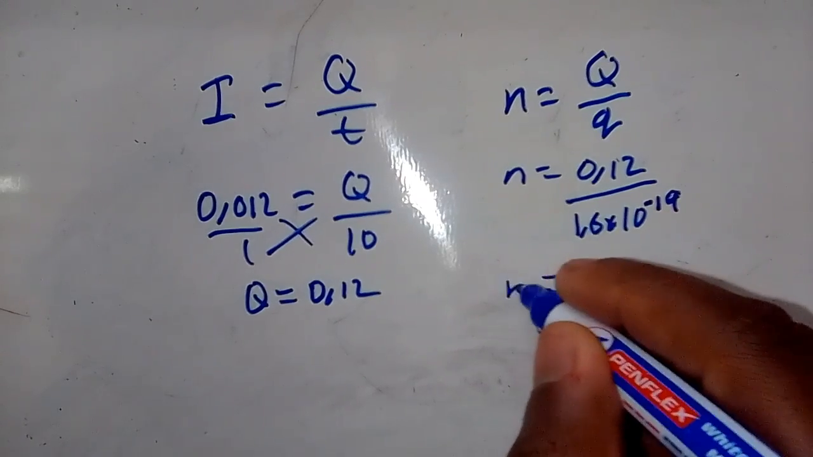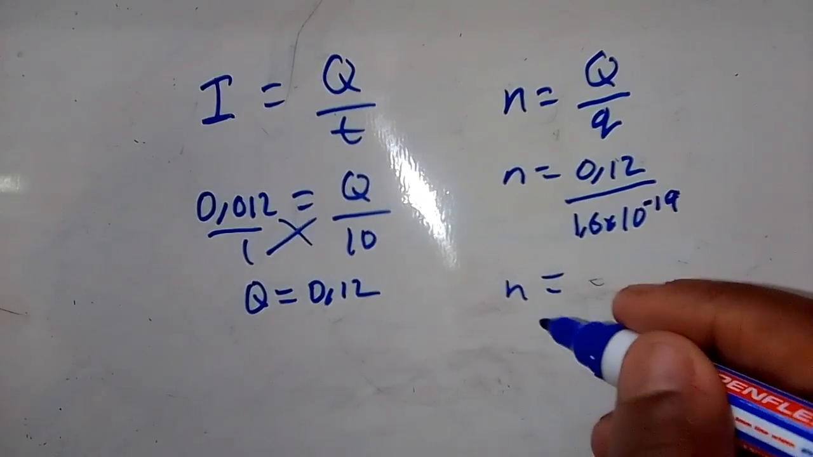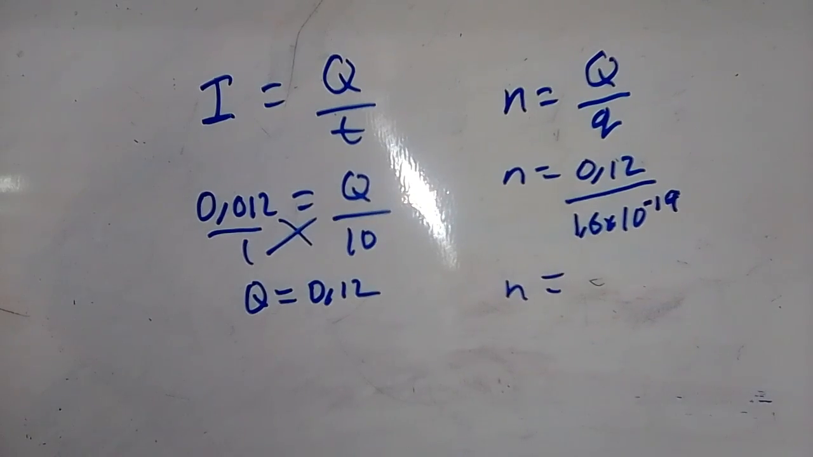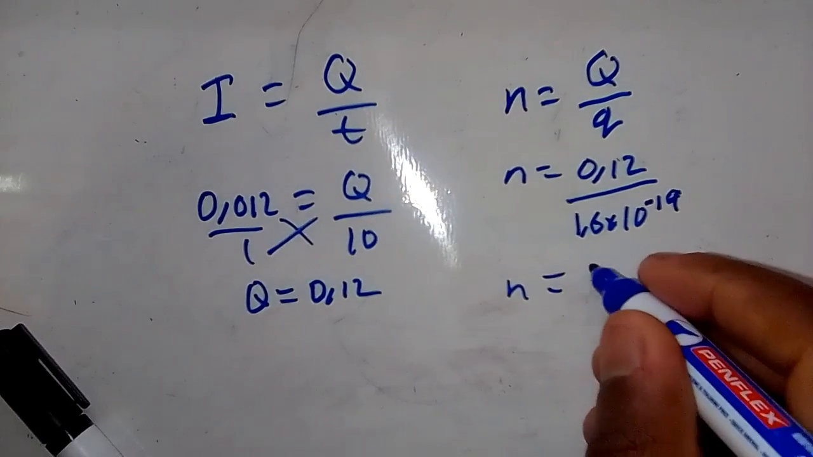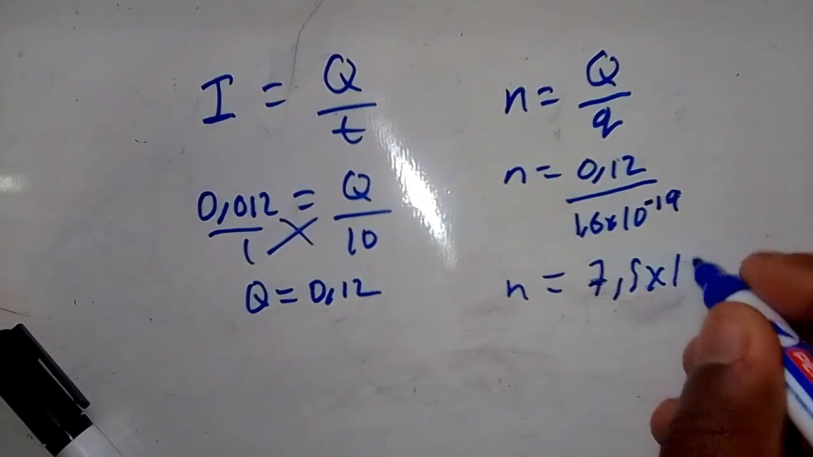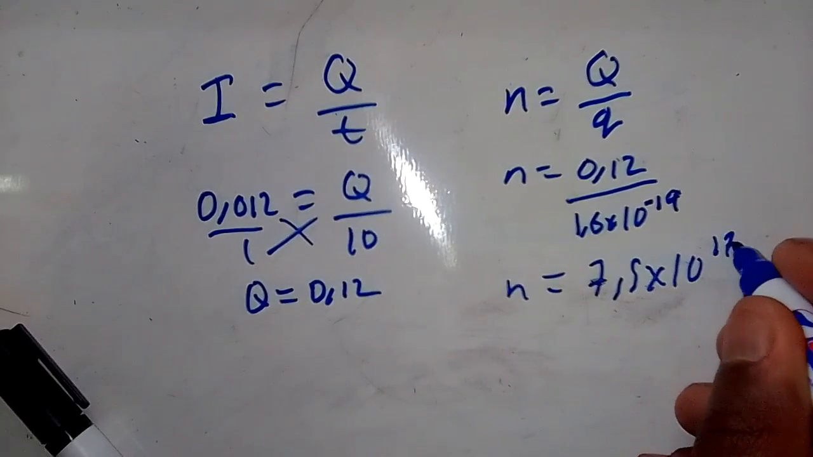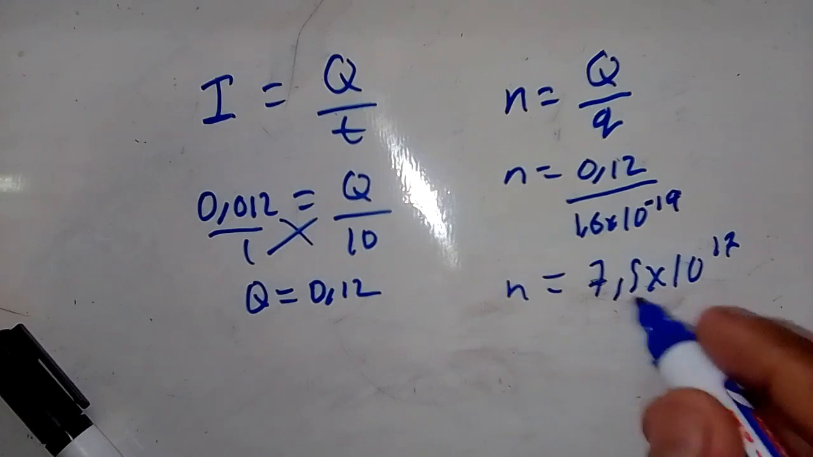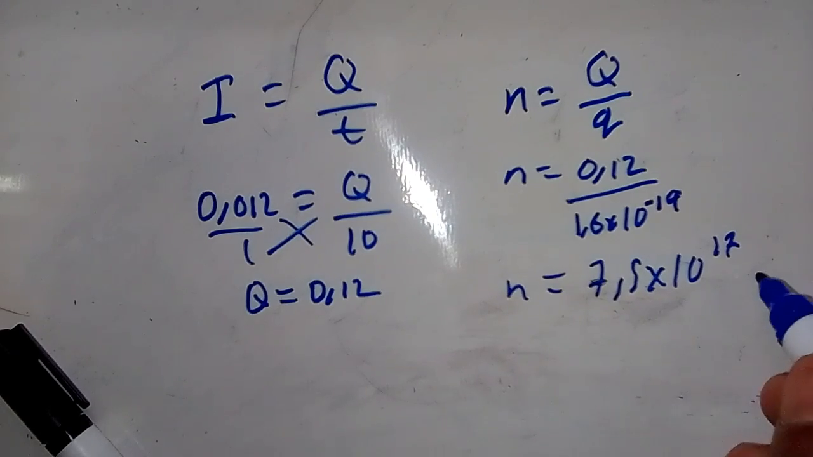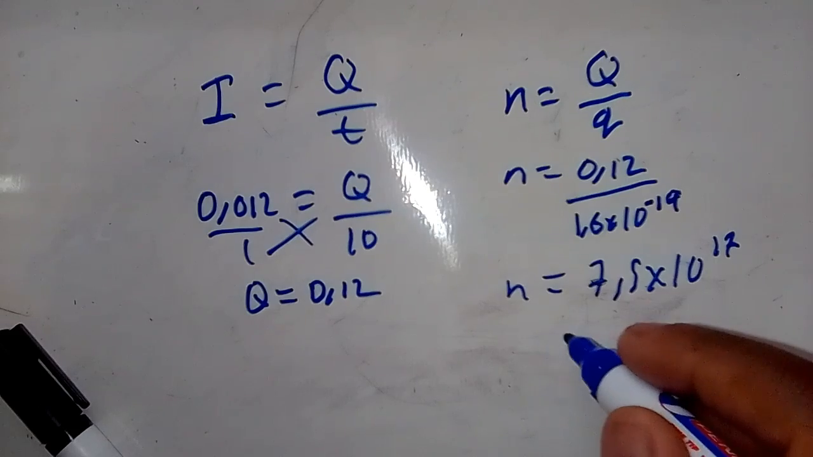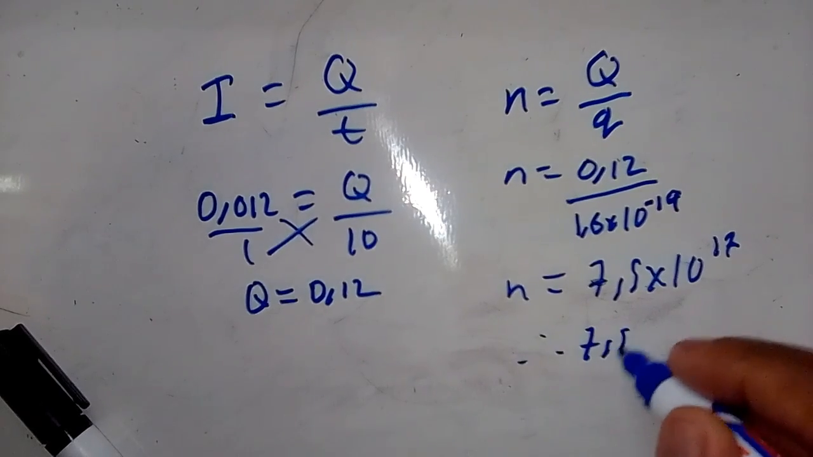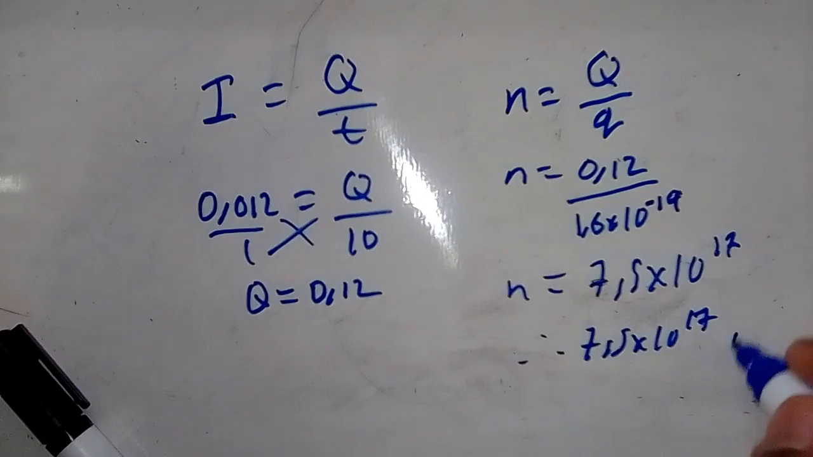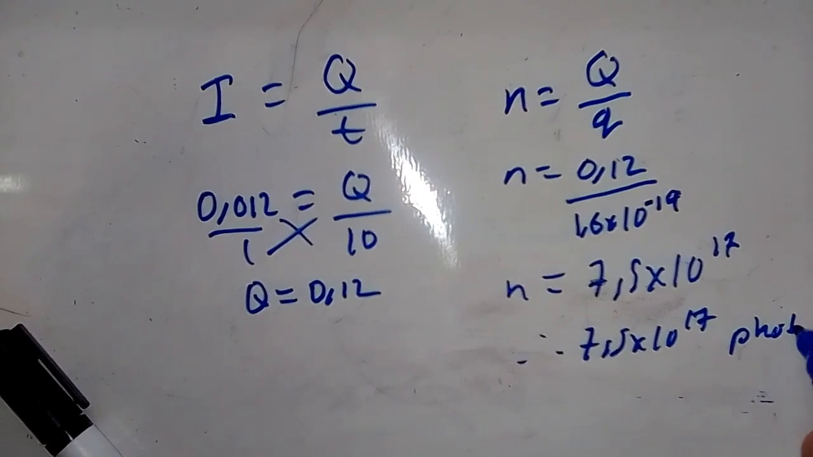So let's find out the number of electrons, which will be equal to the number of photons. So this should be 7.5 times 10 to the power of 17. You can confirm that with me. All right, let's go to the last question. So this is equal to the number of photons, right? So we can say, therefore, it is going to be 7.5 times 10 to the power of 17 photons. So that's how it is.